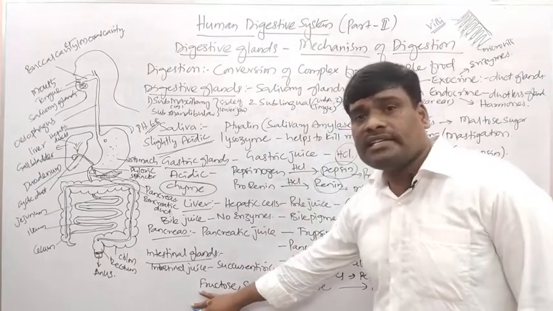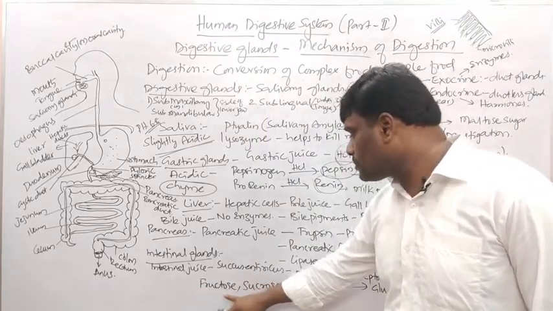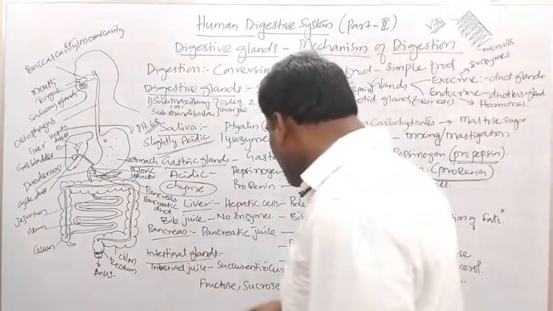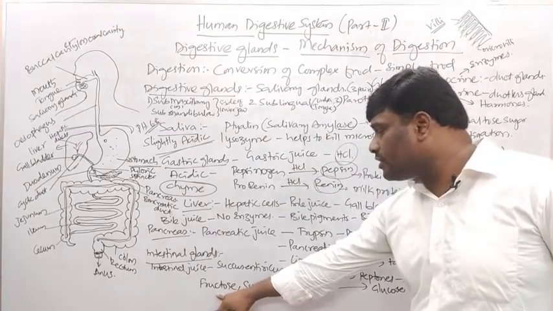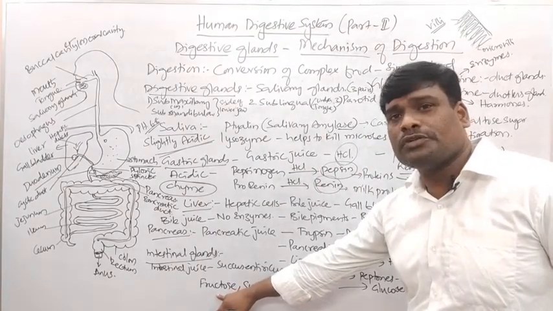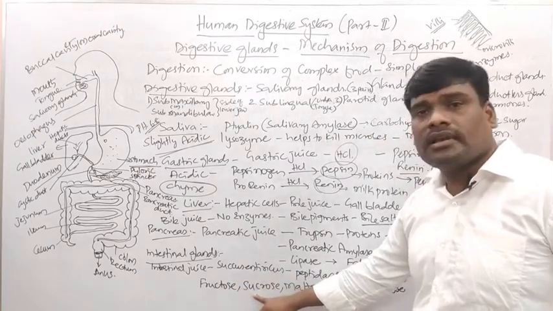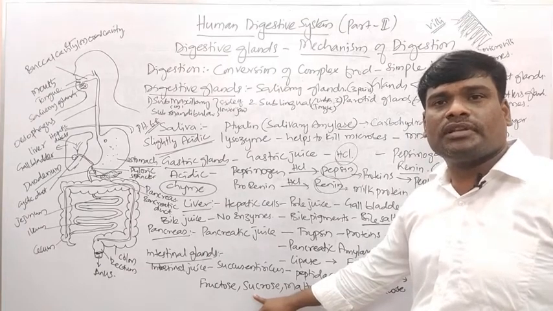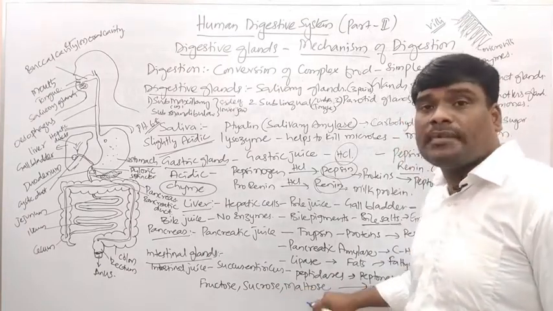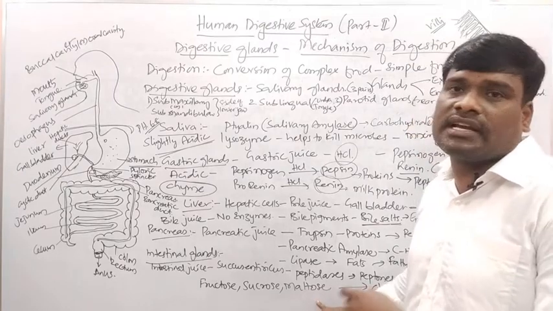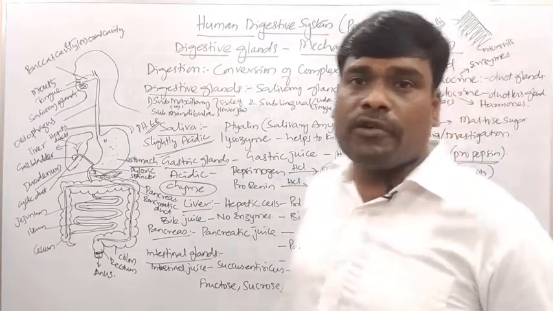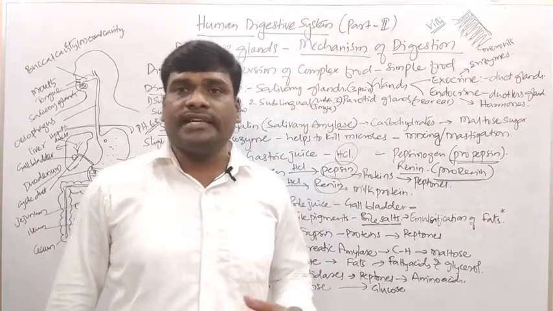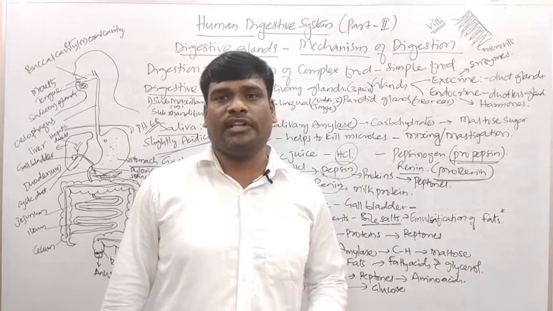And there are certain disaccharides such as fructose, sucrose, maltose, children. The fructase enzyme acts on fructose and converts it into a simple sugar, that is glucose. Sucrase is an enzyme that acts on sucrose and converts it into a simple sugar, that is glucose. And maltase enzyme acts on maltose and converts it into a simple form of carbohydrate, that is glucose, children. So in this way, the food gets digested in the human body, children, isn't it?